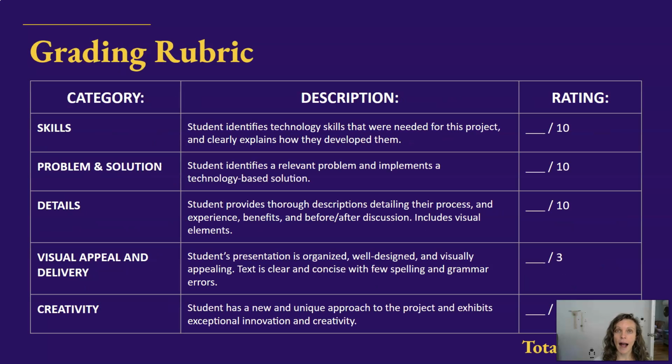Here's the rubric of how the judges will be judging your submission. So we'll be looking across these categories of skills, problem and solution, details, visual appeal, and creativity. So certain categories are worth more than others. You'll notice that these top three, the skills that you identified, technology skills specifically, the problem and solution that you were able to make happen, and the details, the befores and afters, the visual elements to show the problem, solution, and skills. Those are the three most important pieces, but then again, creativity and visual appeal are of course parts of this as well.